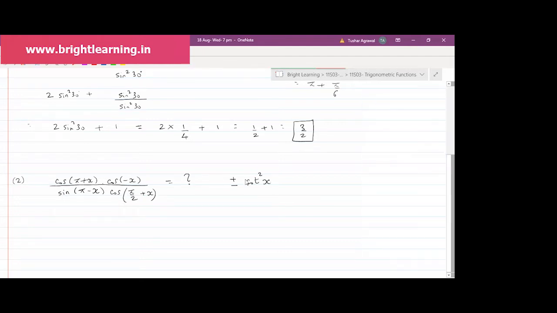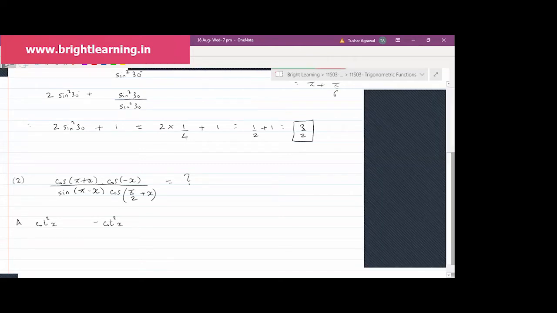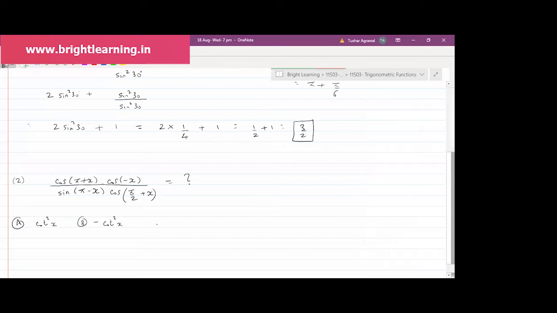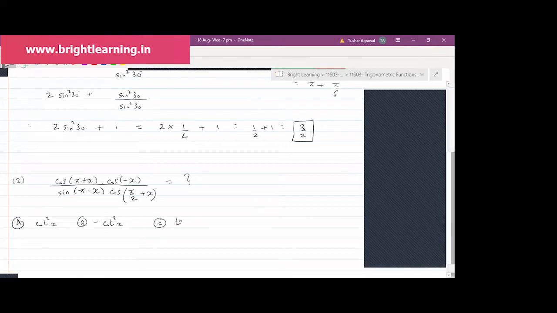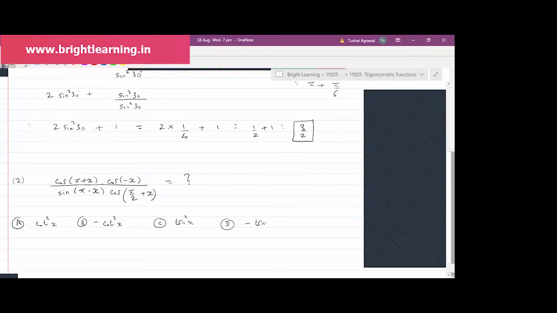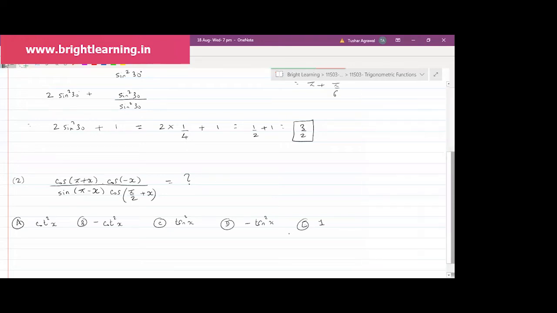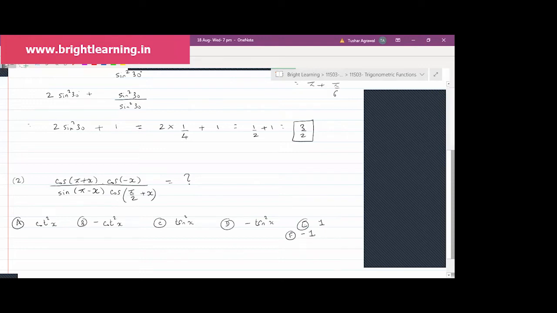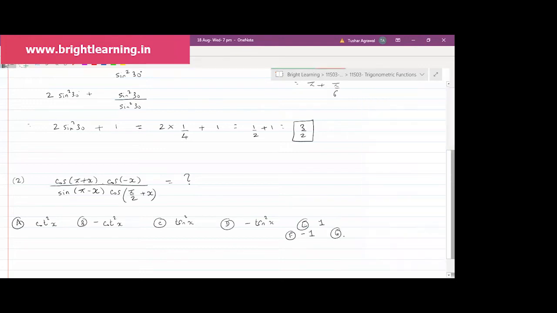Now let me write with A, B, C, D only. First option is cot square x. Second option is minus cot square x. This is A, this is B. Third option is tan square x. D option is minus tan square x. E option is 1. F option is minus 1. And G option is none of these, NOTA. NOTA means none of the above. A, B, C, D, E, F, G.